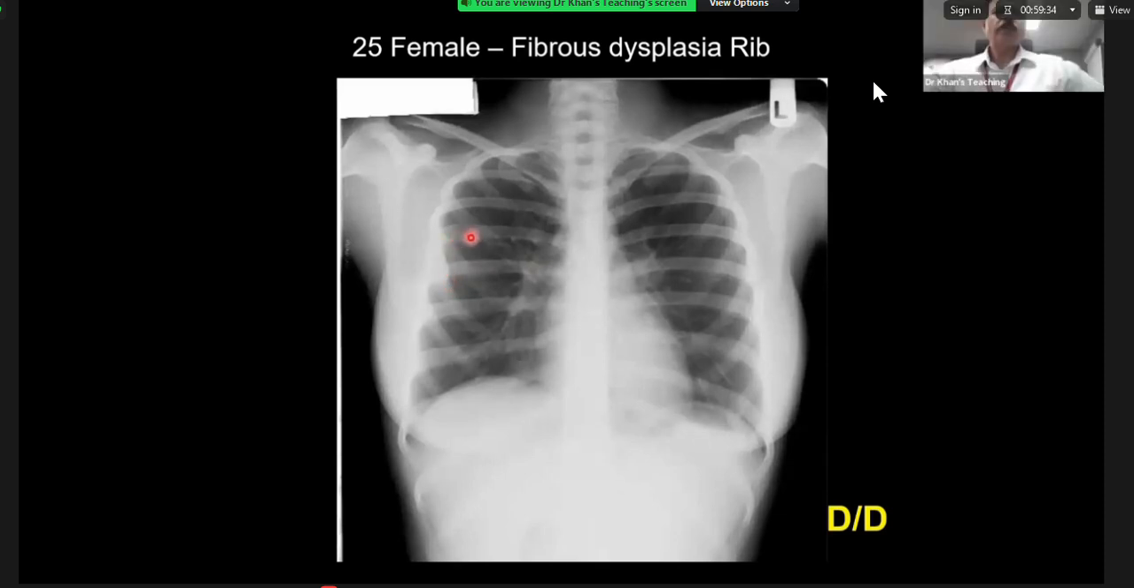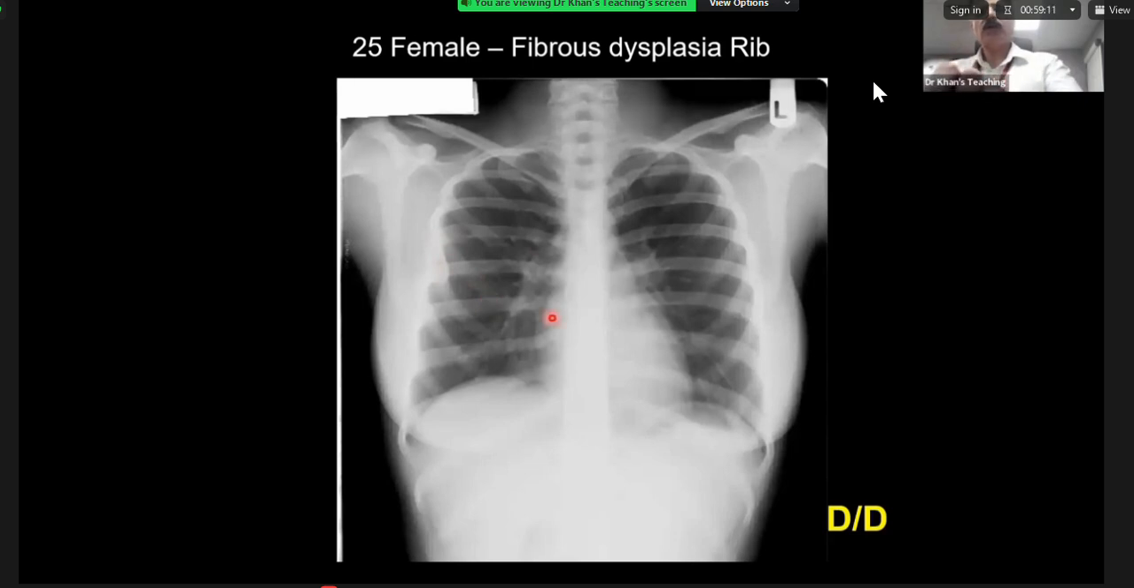Right. So there is a bit of expansion, and with that expansion, there is no destruction. Expansion with destruction means something else, and without destruction means something else. Usually malignant lesions will not expand something like this. They will just destroy it before expansion.